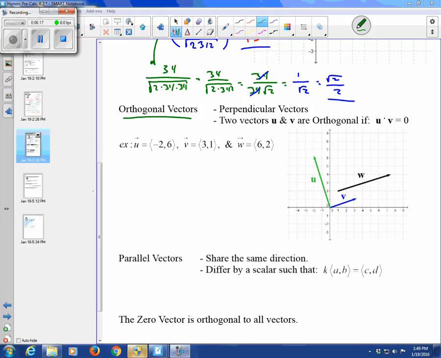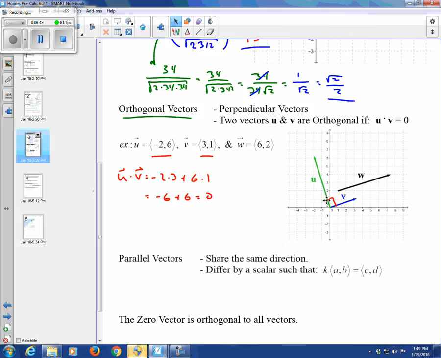So right here, we've got u and v, which we can visually tell are two perpendicular vectors. And right here, we've got their component forms. And if we take the dot product of u and v, we would then get the product of the horizontal components, so that's -2 times 3, plus the product of the vertical components, so that's 6 times 1, which is going to give us -6 plus 6, which gives us 0.